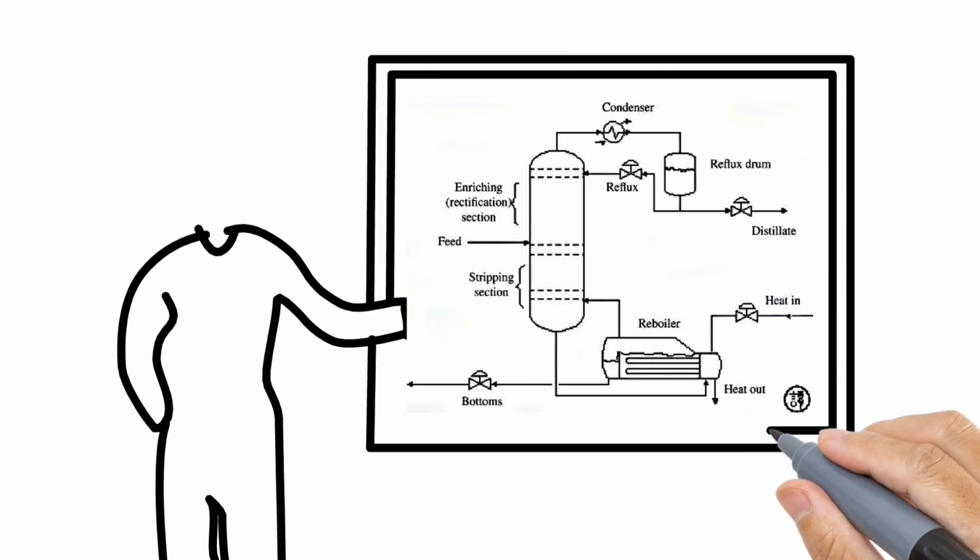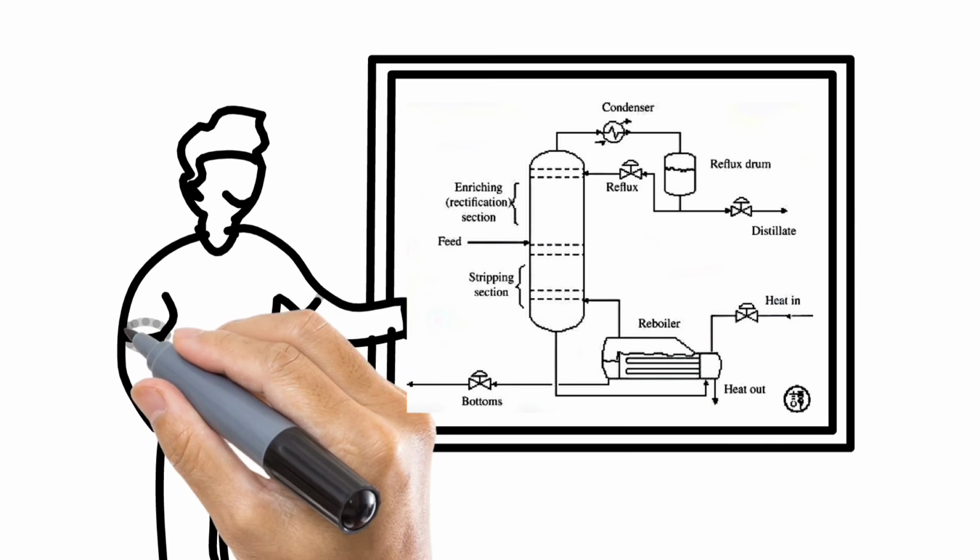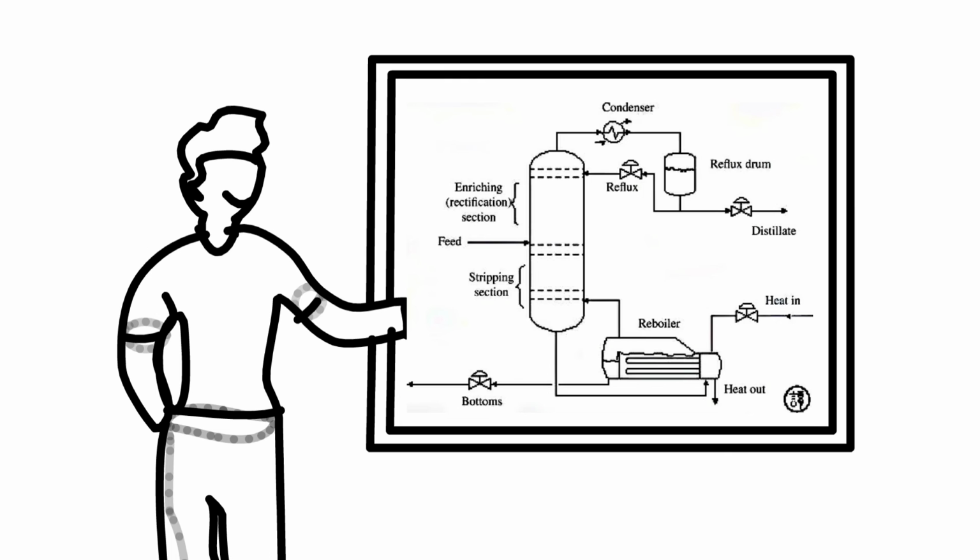The distillation column is also known as the king of separation, where separation is made on the basis of volatility difference. In the distillation column, we collect the distillate from the top, and the bottoms, that is the residue, is collected from the bottom, from the reboiler.